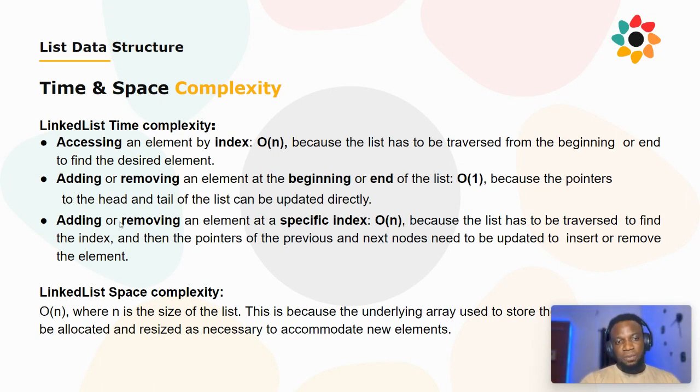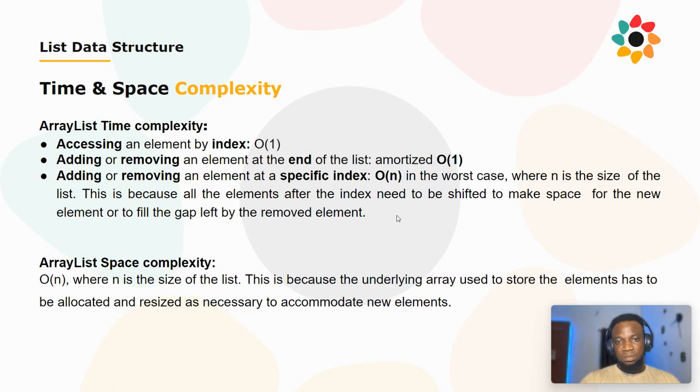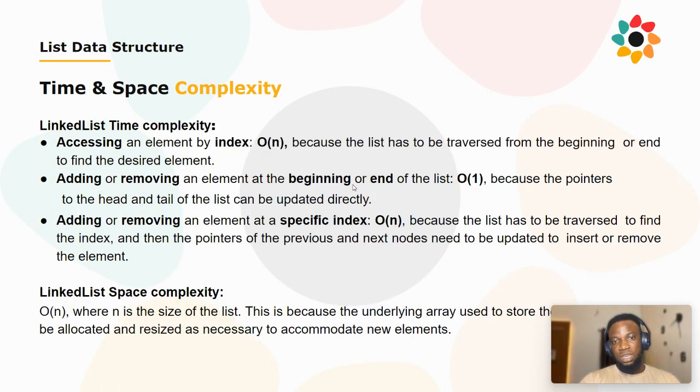When you want to add or remove an element at a specific index, it is O of n, because it has to traverse through it and replace that particular item. I think it's a bit similar to array list. The only difference is you can add to the beginning or the end and it's still O of 1. The time and space complexity is O of n, similar to that of array list.